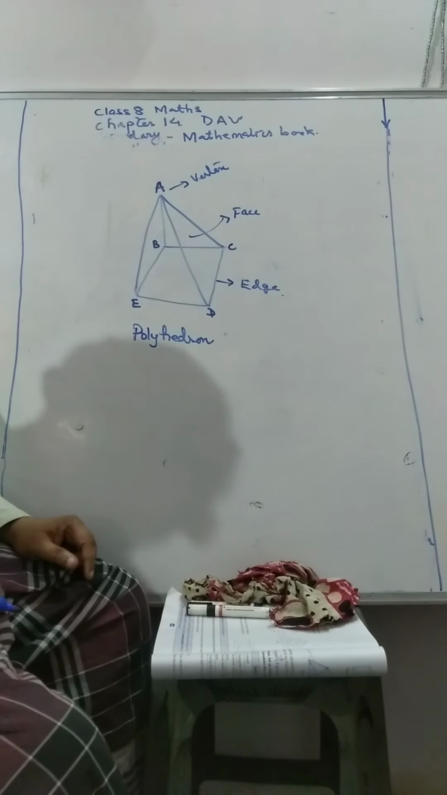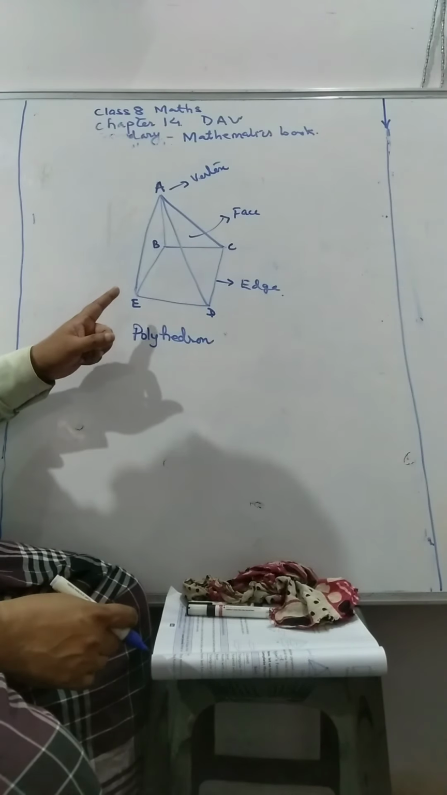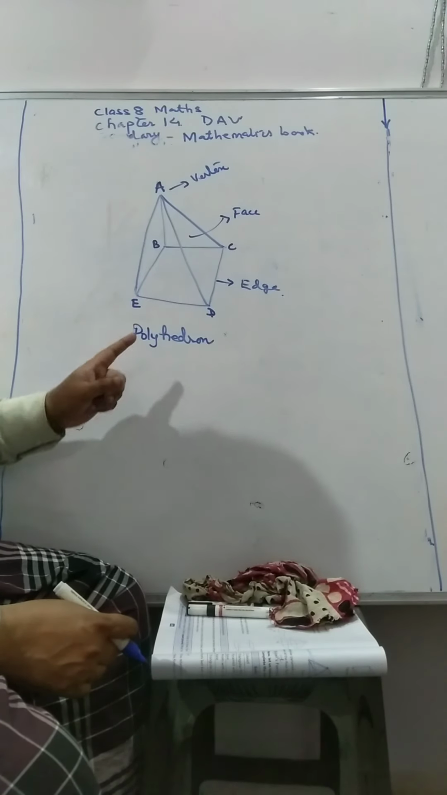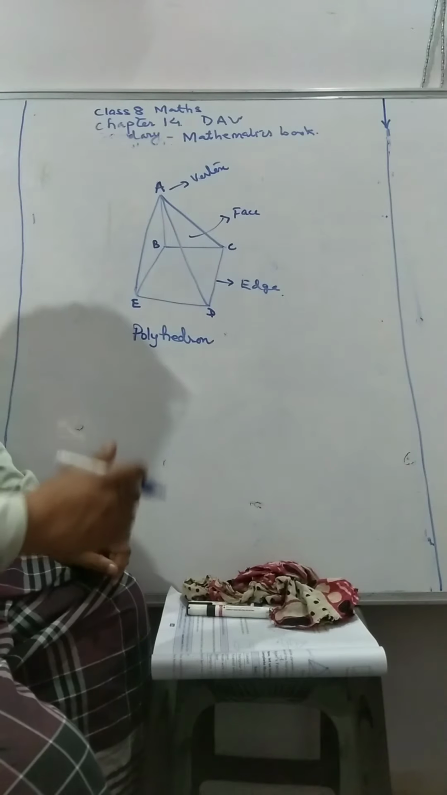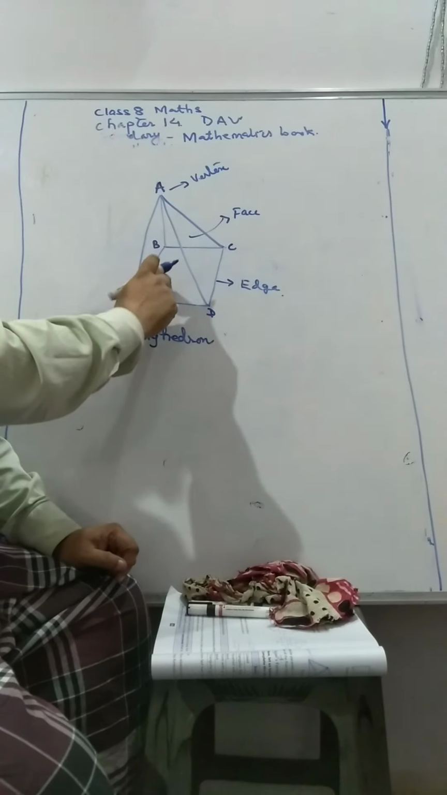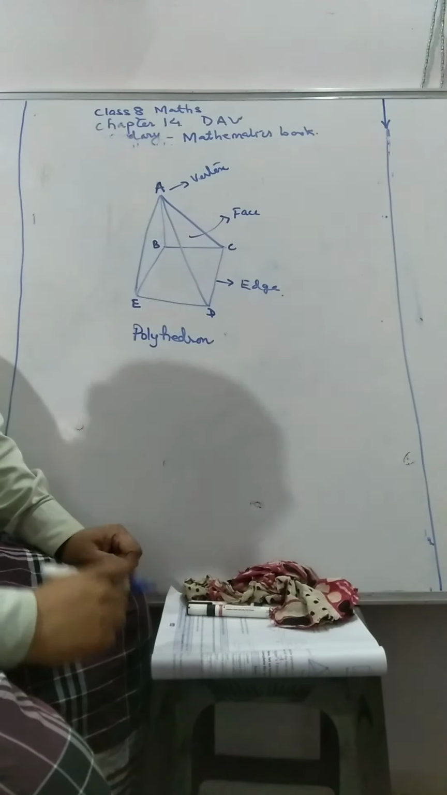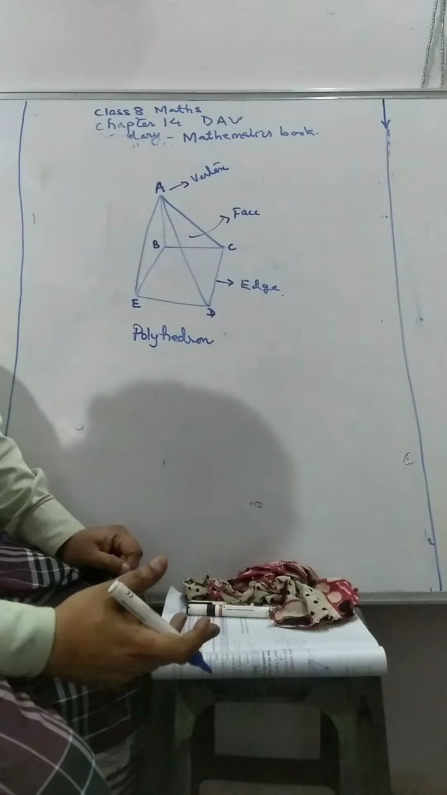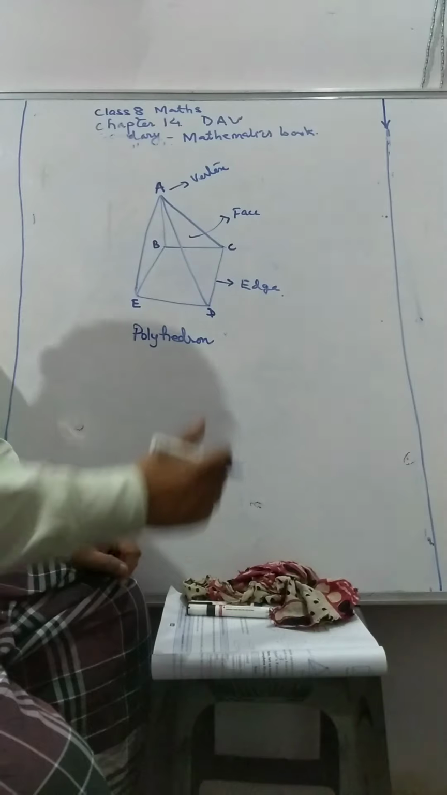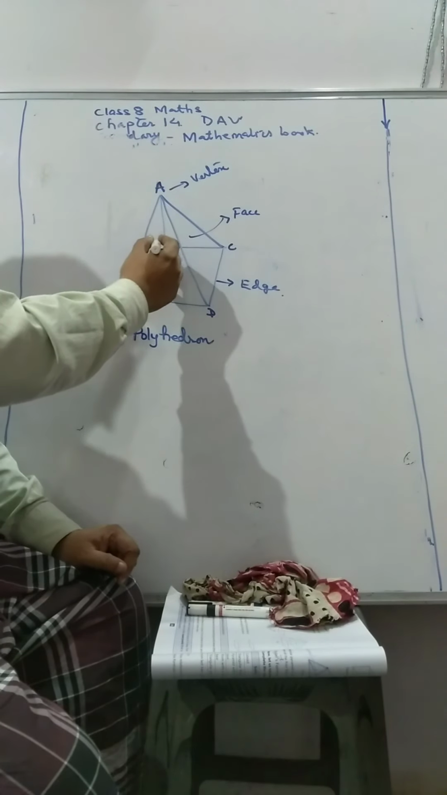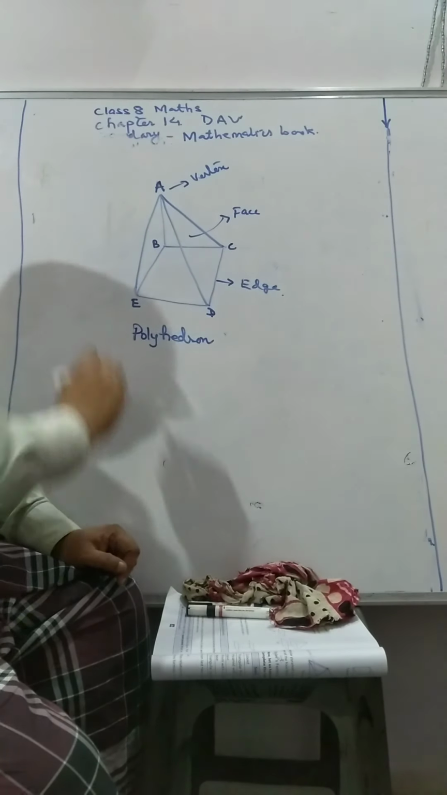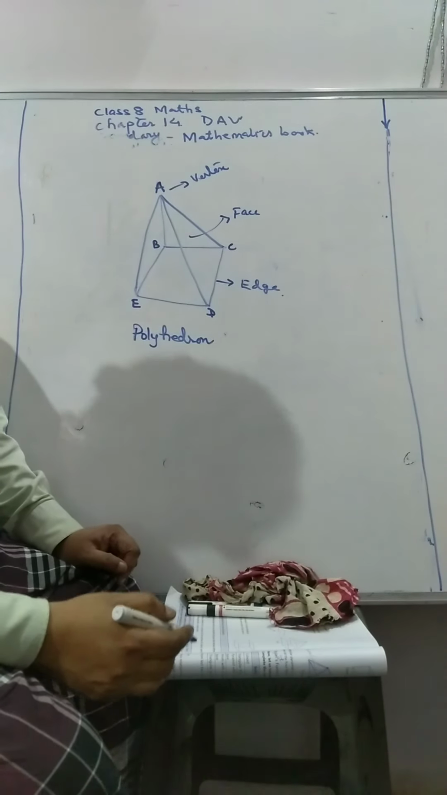Good afternoon everyone. So now I have drawn here a polyhedron. A polyhedron is a figure in which there are 1, 2, 3, 4 and then 5 faces. It is a type of solid having 5 faces, 5 plane surfaces. So here A, B, C, D, E. So this is the polyhedron.